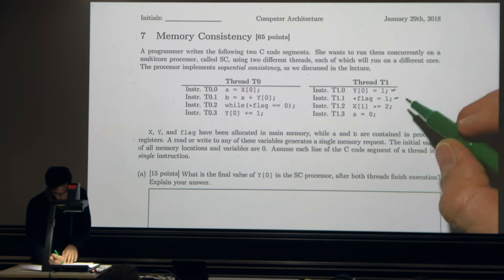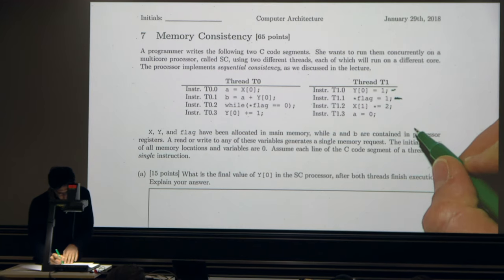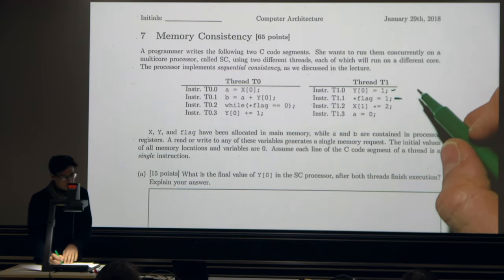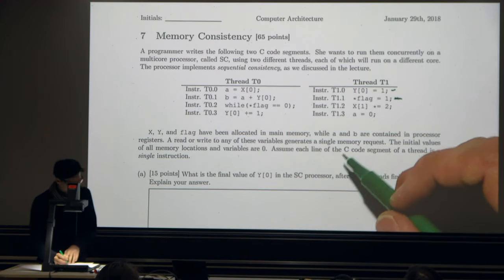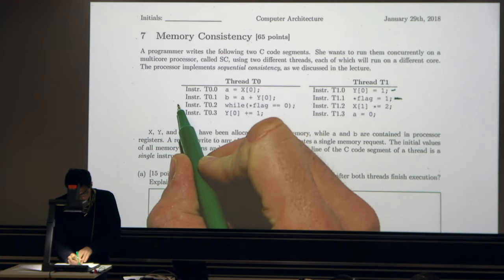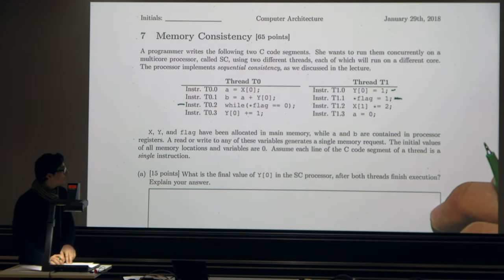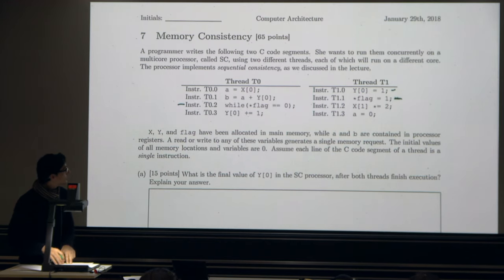Another thing to observe here is that we are using this flag to synchronize in some way thread 0 and thread 1. Observe that this instruction T02 is a while loop where thread 0 is going to check what's the value of the flag. And while the value of the flag is 0, it will keep looping there. It's kind of busy waiting. And only after the flag is set by thread 1, thread 0 will leave this while loop and continue to the execution of T03. Right?